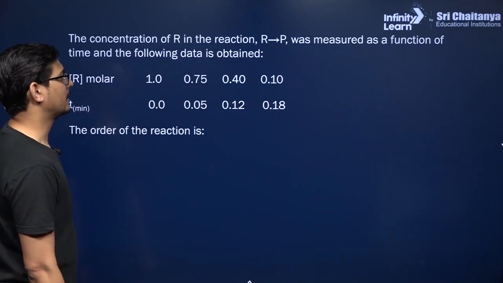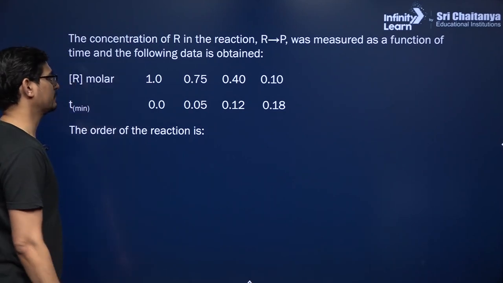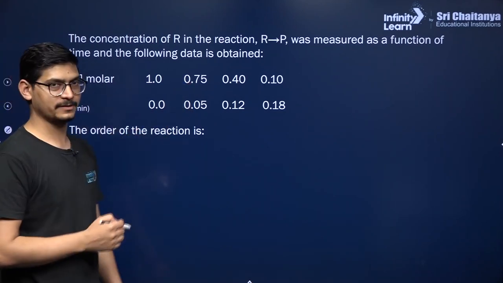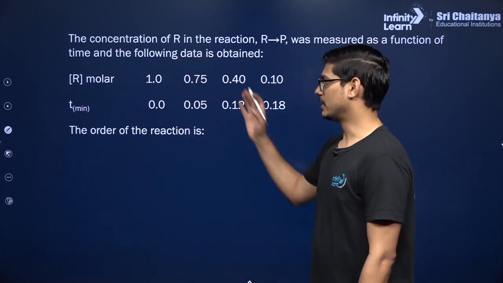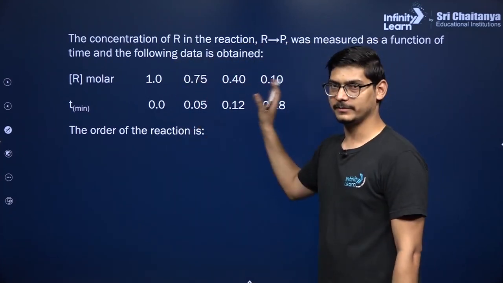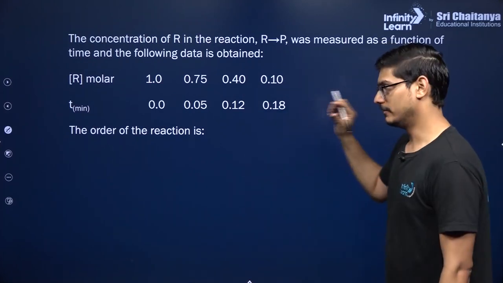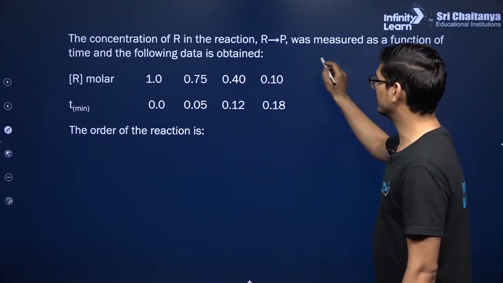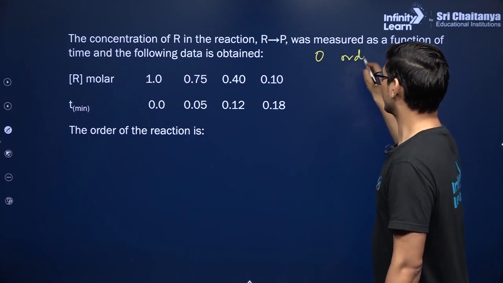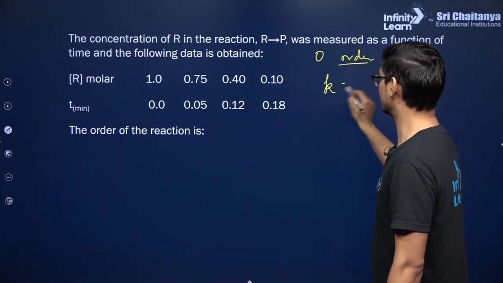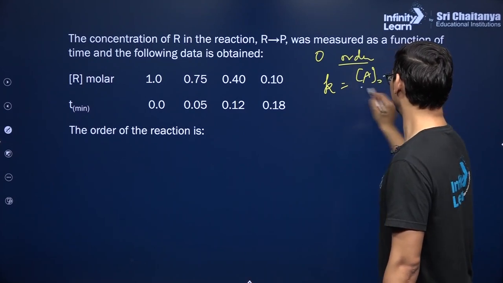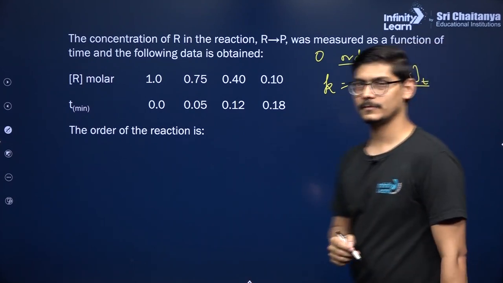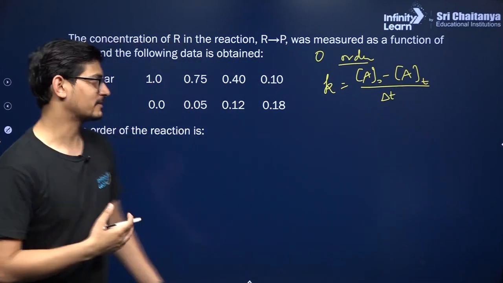The concentration of R in the reaction was measured as a function of time. So guys, the concentration of reactant is given along with time. So what do we do? We calculate the value of rate constant. If it comes out to be constant across different time intervals, then the reaction is following that order. So starting with zero order reaction, right? For zero order reaction, rate constant is initial concentration minus concentration at time t divided by the time interval, right? That we have to do, the very simplest, right?